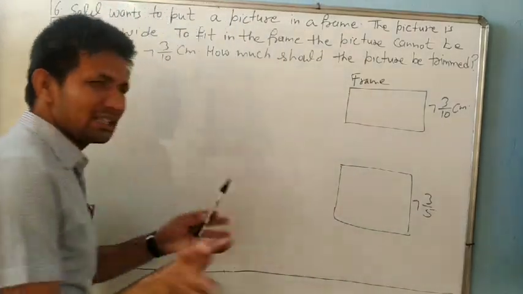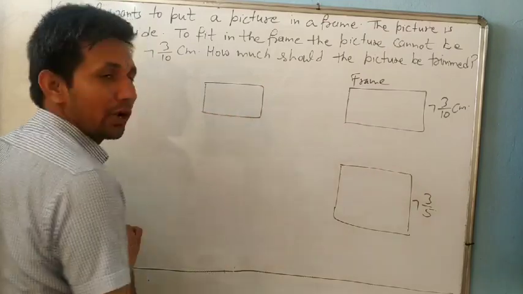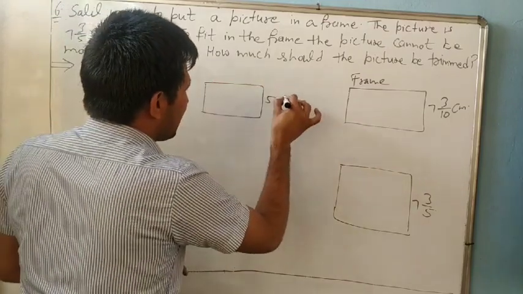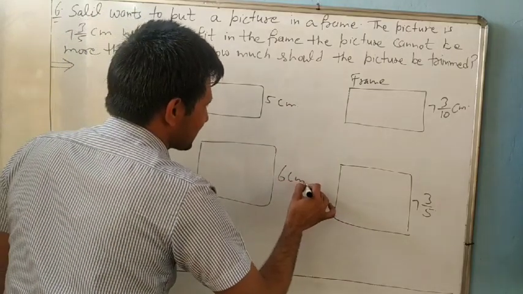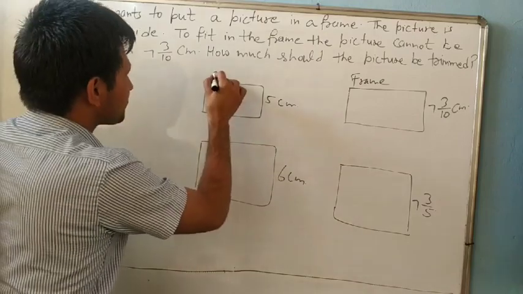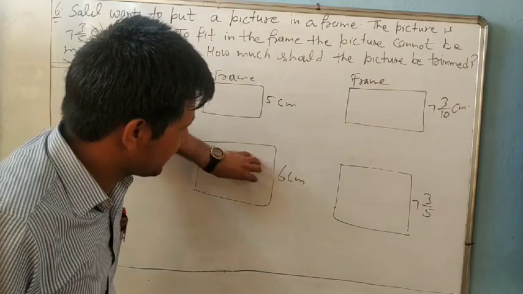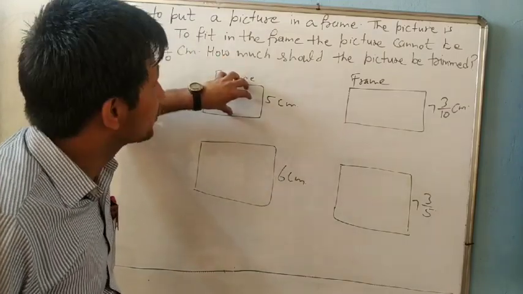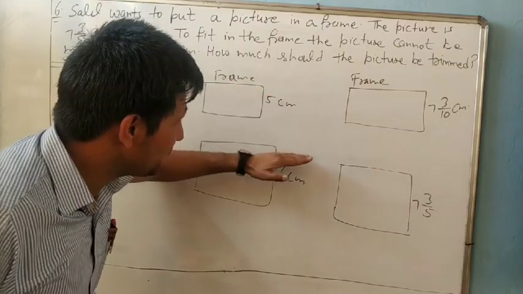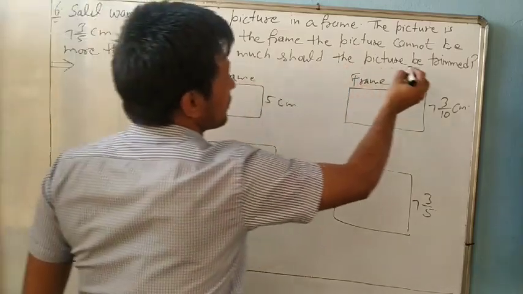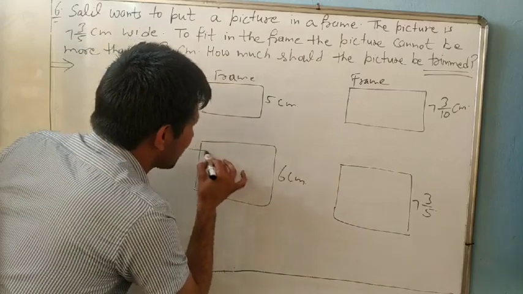So it's very simple here. One more example I am taking. Suppose it is your frame, okay? Frame breadth is 5 centimeter, and picture breadth is 6 centimeter, and you want to put this picture in the frame. It is a 6 centimeter picture, but the frame is only 5. So how much should the picture be trimmed? Trimmed means cut. So how much of the picture will we cut?